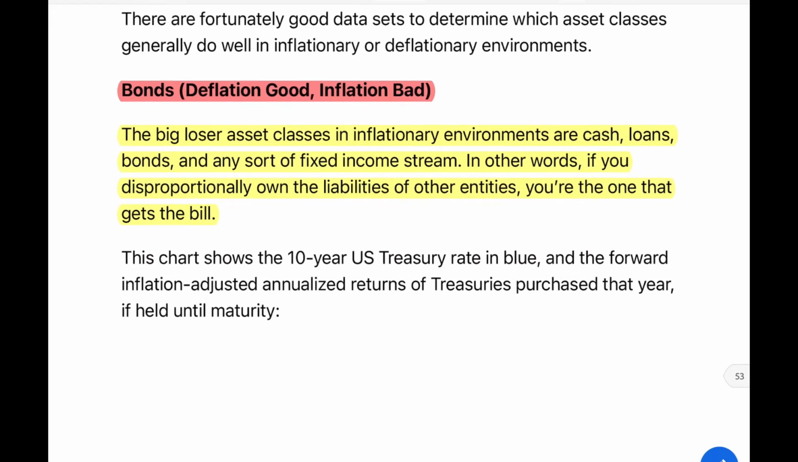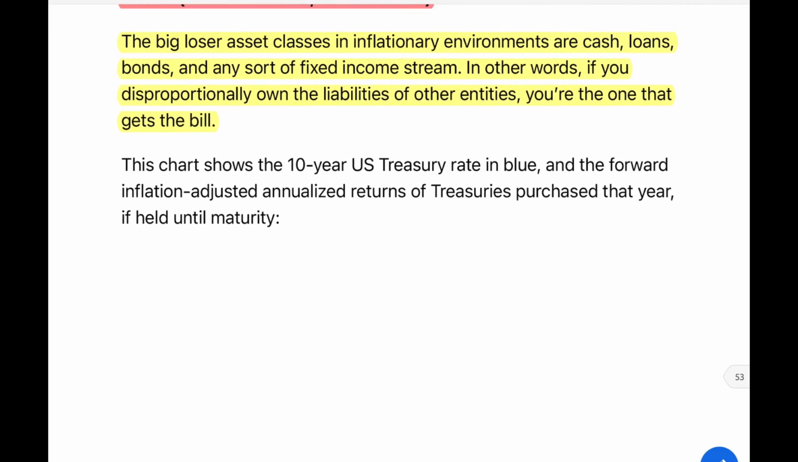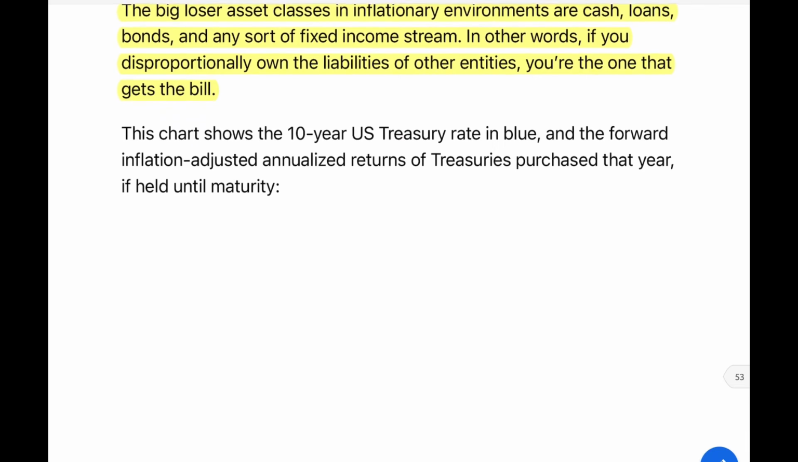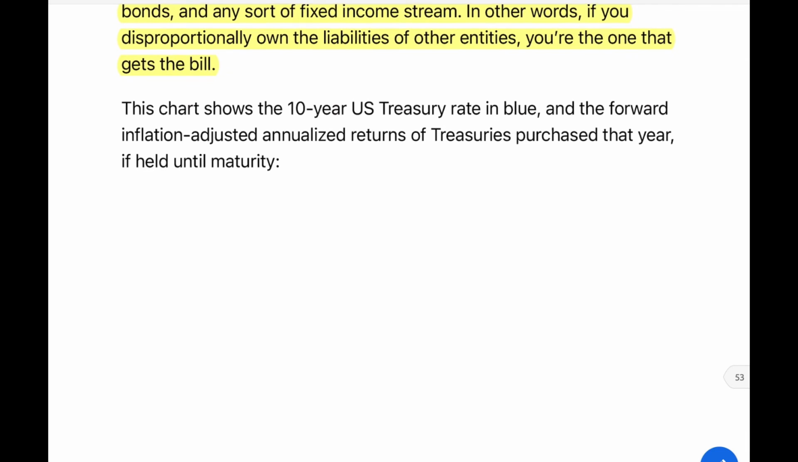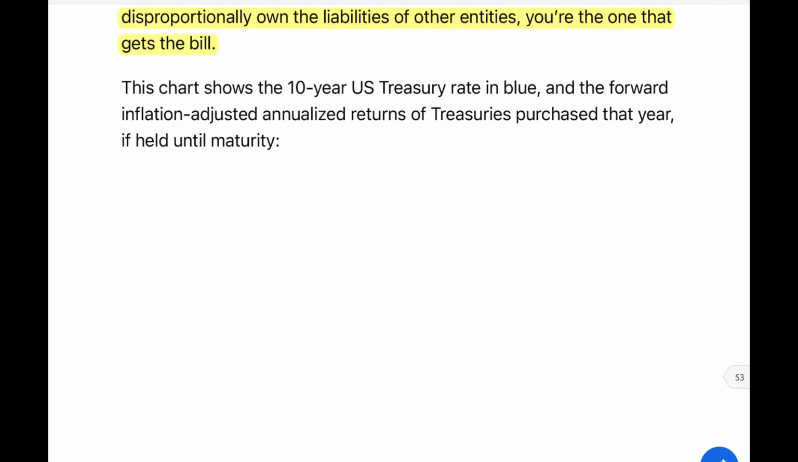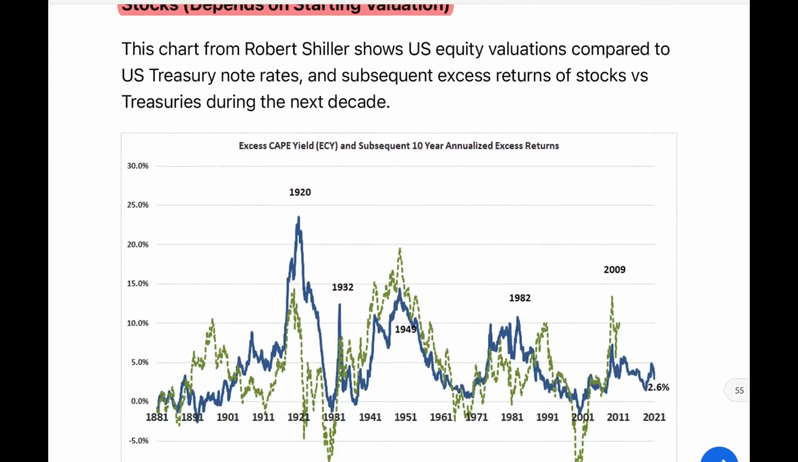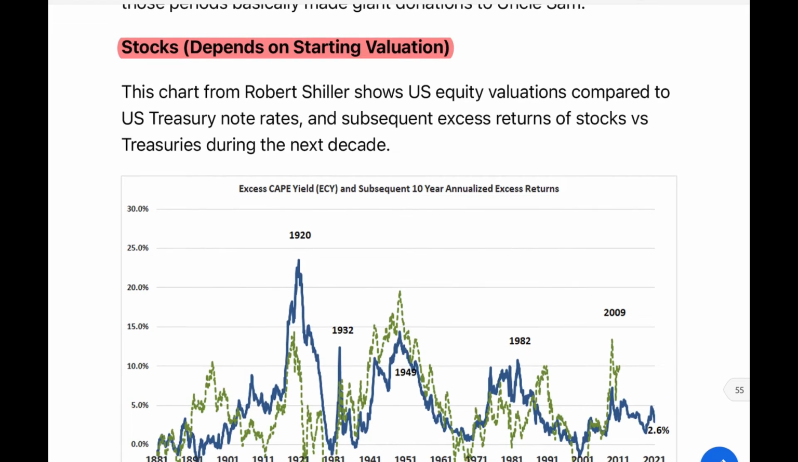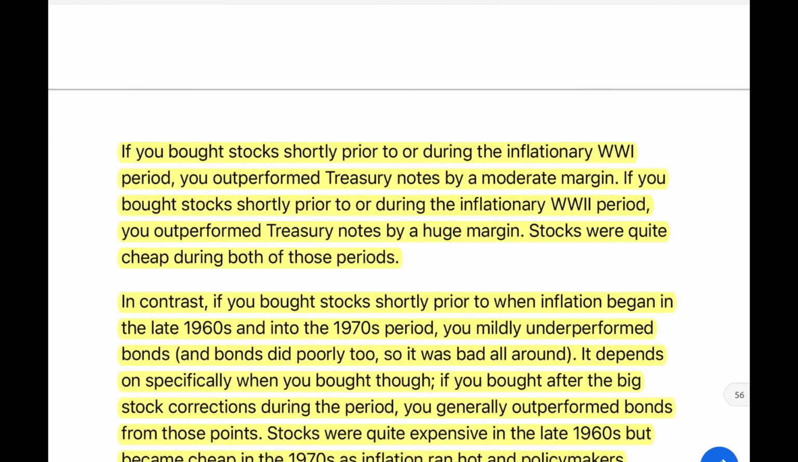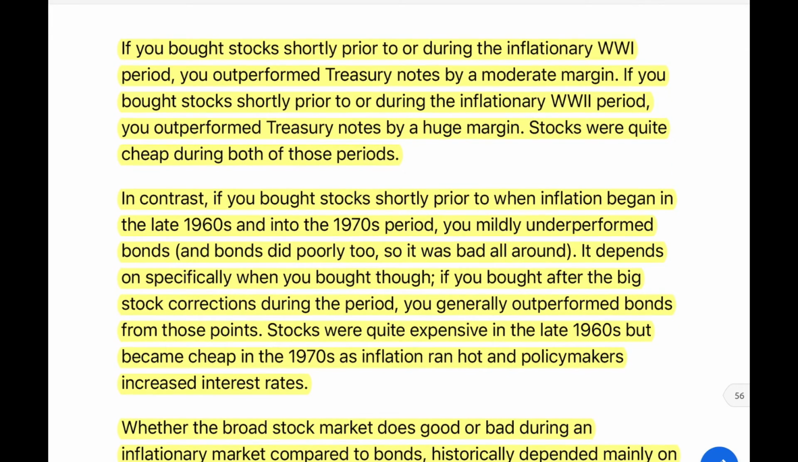The biggest loser asset classes in inflationary environments are cash, loans, bonds, and any sort of fixed income. In other words, if you disproportionately own liabilities of other entities, you're the one that gets the bill. Stocks depend on the starting valuation. If you bought stocks shortly prior to or during the inflationary World War I period, you outperformed Treasury notes by a moderate margin. If you bought stocks shortly prior to or during the inflationary World War II period, you outperformed Treasury notes by a huge margin. Stocks were quite cheap during both these periods.